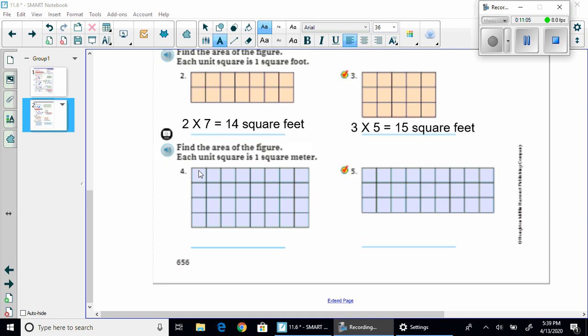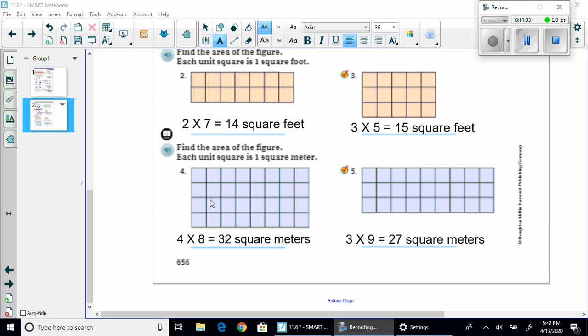All right, so go ahead and pause the video and we will double check number 4 and 5. Again, your first factor is how many rows you have, just like when you're doing an array. Your second factor is how many are in each row, and then square meters will be your label, okay? All right, so go ahead and pause the video, and then when you are ready, we'll double check our answers for 4 and 5.